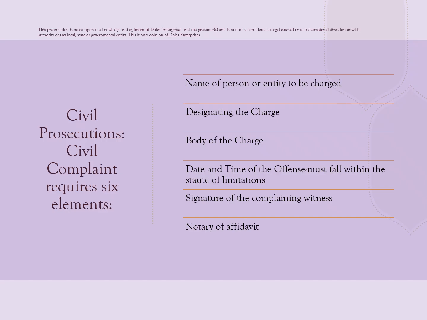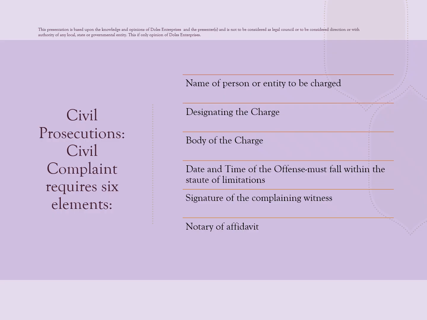The first being the name of the person or entity. The first decision that must be made when a complaint is prepared is who is the party to be charged. Answering this question correctly will prevent lawsuits for false arrest. Designating the charge. Every complaint must contain the section number and the name of the violation. Body of the charge. Every ticket must contain a description of the violation which is sufficient so that the defendant can defend against the charge and to make sure he or she is not charged twice for the same offense.